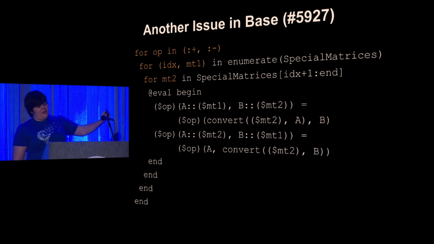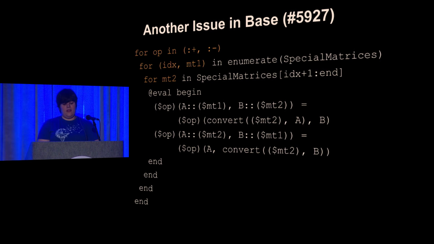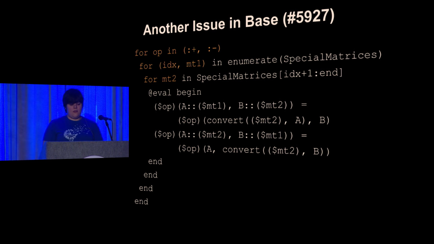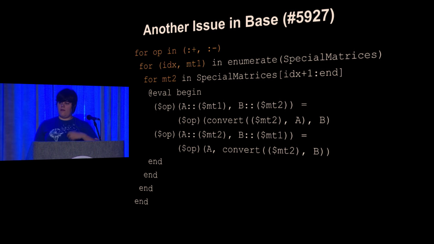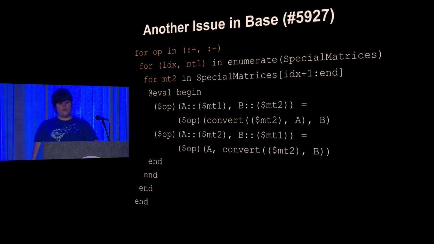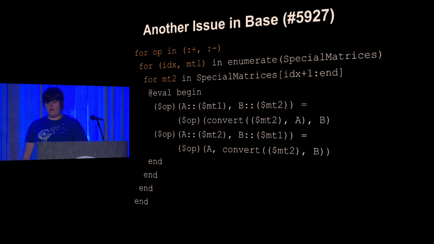So we're zooming in on the code. I removed some of the other loops. We're just looking at the one where the problem is. And so for up, in, plus, minus, we're going to define plus and minus functions for these things. And so the 2 for loops inside that, this is one of 3 blocks of nested loops. So it's going through this list of special matrix types.